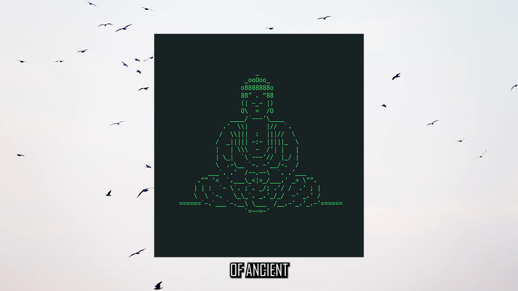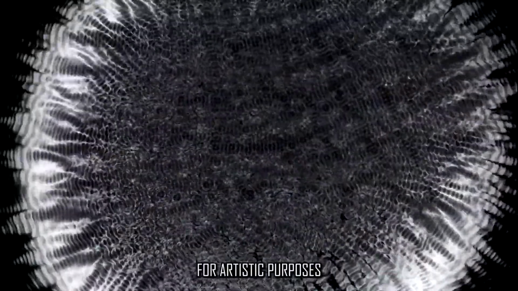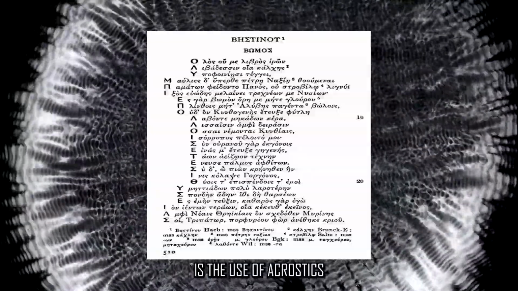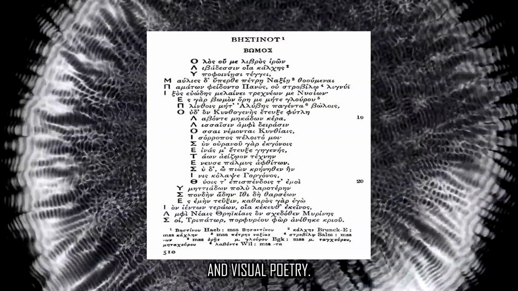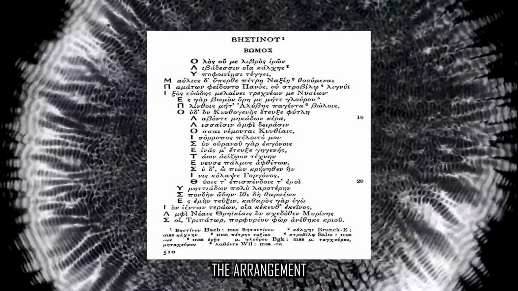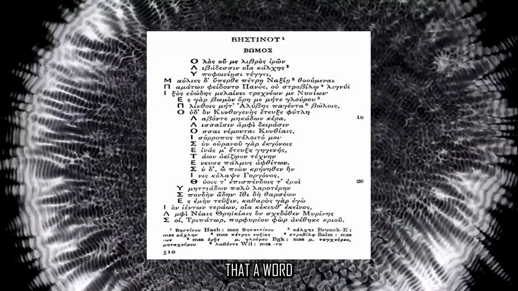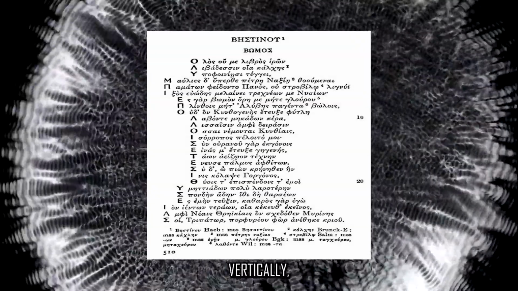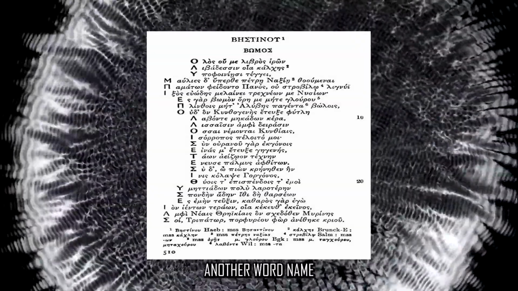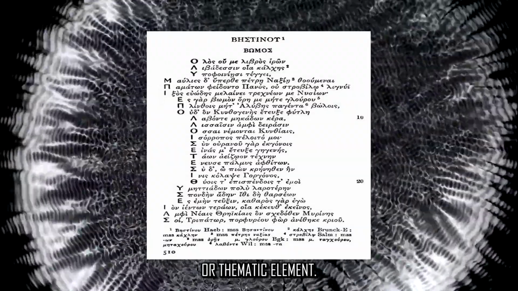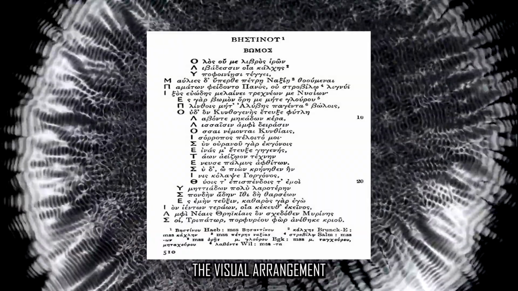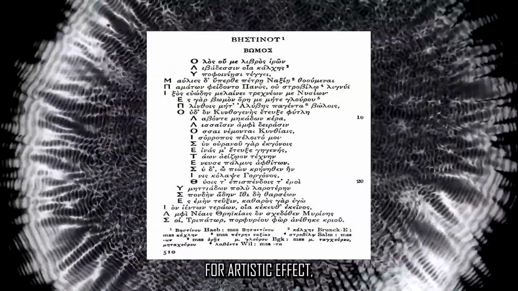Another example of ancient Greek manipulation of text for artistic purposes is the use of acrostics and visual poetry. Acrostics involve the arrangement of letters in such a way that a word or phrase can be read vertically, typically forming another word, name, or thematic element. This form of wordplay can be seen as an early attempt to use the visual arrangement of characters for artistic effect, somewhat akin to the creative manipulation of letters in ASCII art to form recognizable images.